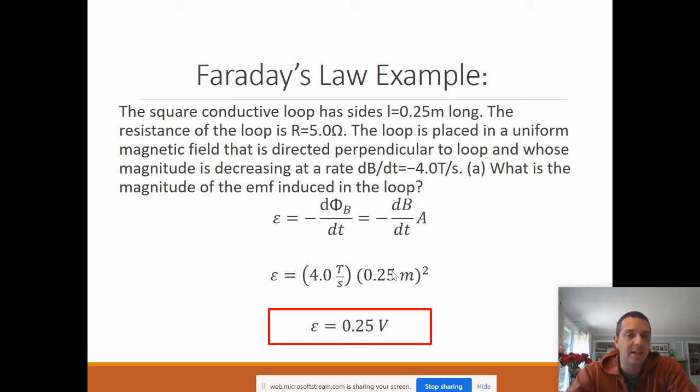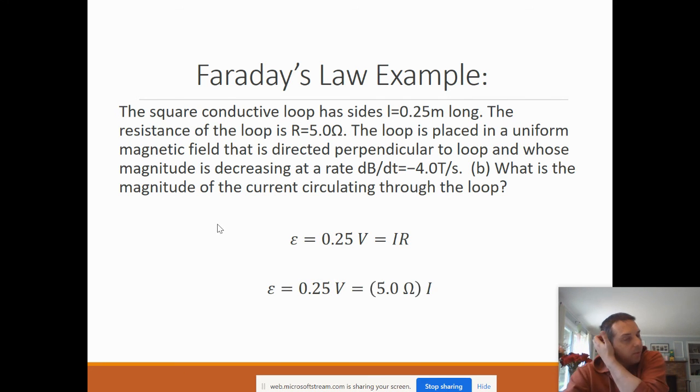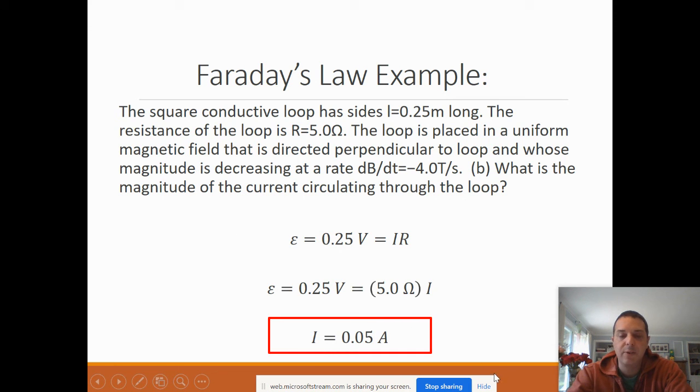Now this is going to act as a voltage, so if we want to figure out how much current is circulating, we're just going to use Ohm's law, which is voltage is equal to resistance times current. We have our voltage of 0.25 volts, we have our resistance of 5 ohms, and we find that our current is 0.05 amps.